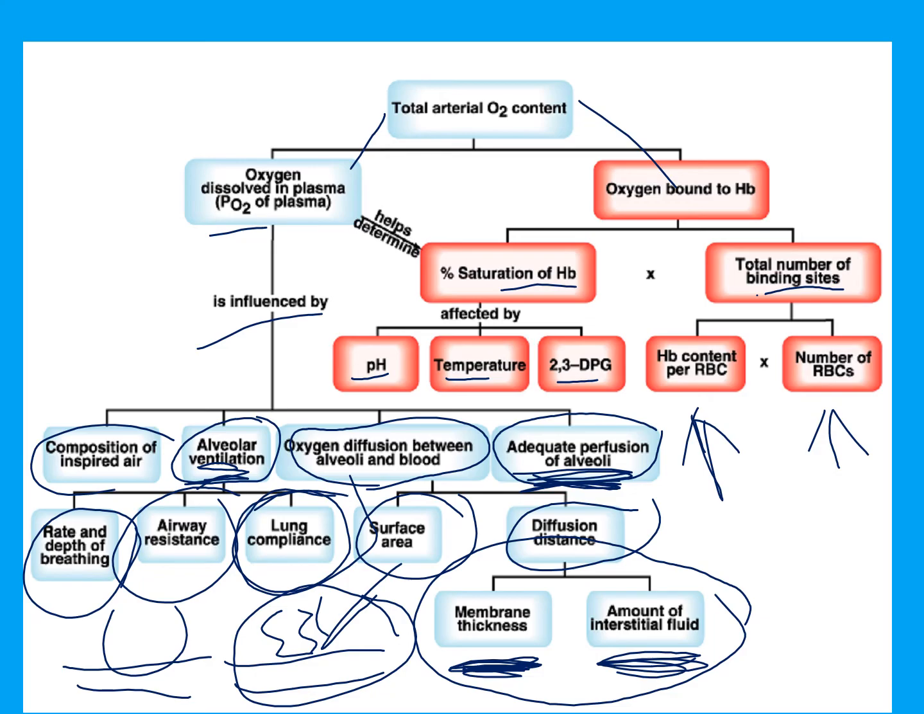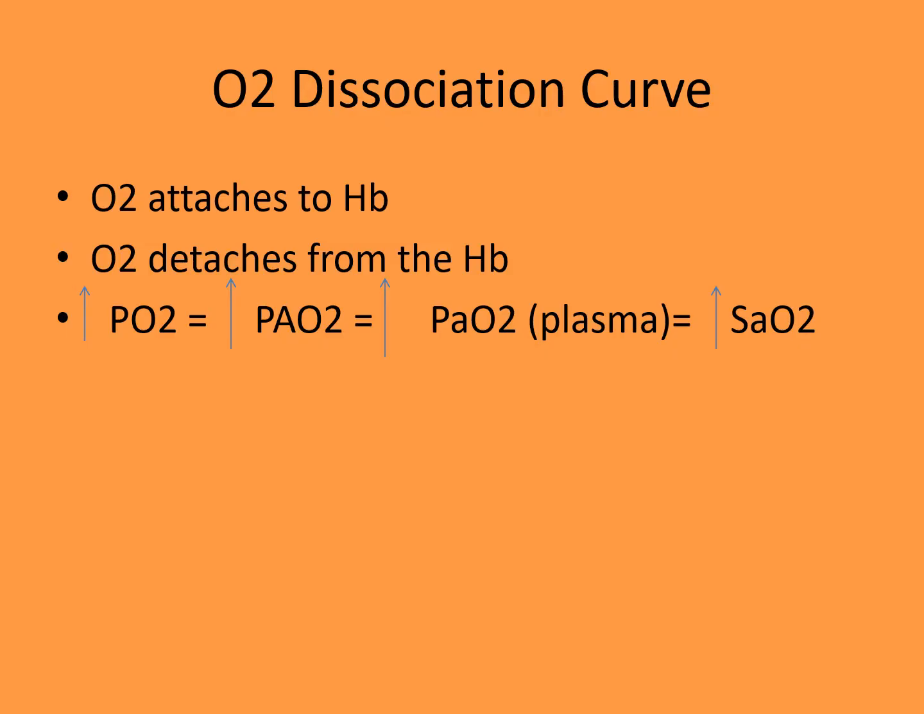All right, past this slide. All right, so the curve, this is just going over what I've already talked through, right? Repetition, key to learning here. So oxygen attaches to hemoglobin, oxygen detaches from the hemoglobin. So that's where it goes on and it goes off, right?